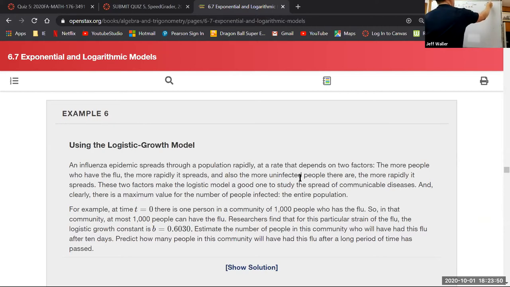So I know C is 1,000. C over 1 plus A is the initial value. And of course, how many has it initially?